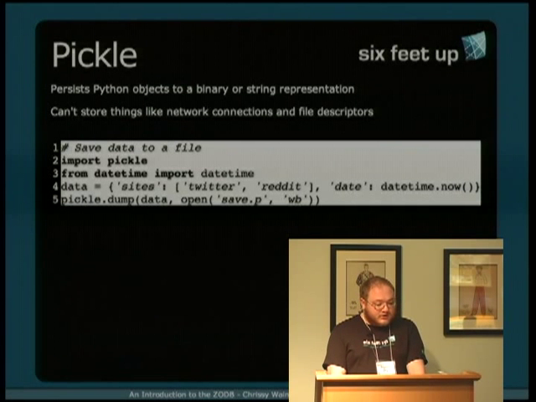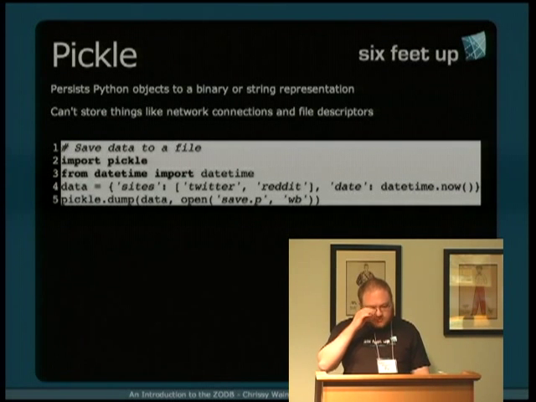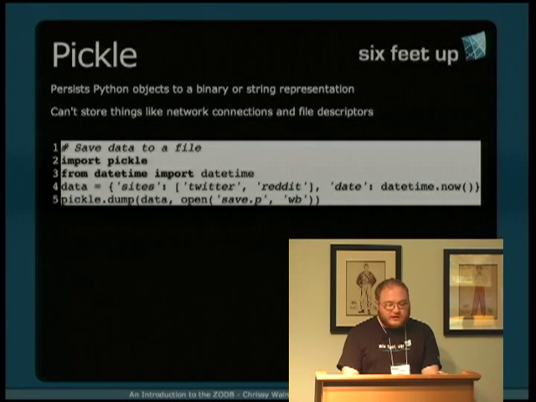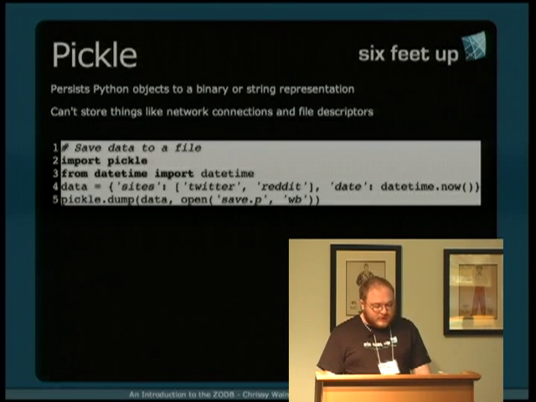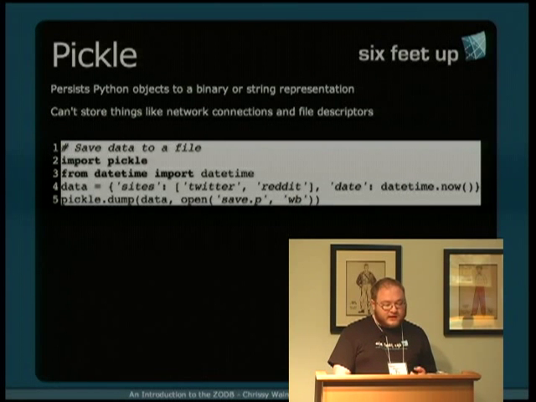So I've got a quick example of just importing pickle from the standard library and also bringing in datetime. And we make a dictionary that just contains 2 key value pairs, one for a list of strings and one for a datetime object. So we have that dictionary, and then we tell pickle to dump that out into a save.p file. The name is completely arbitrary, so it could be .p. Some people do .pickle. That's really up to you.